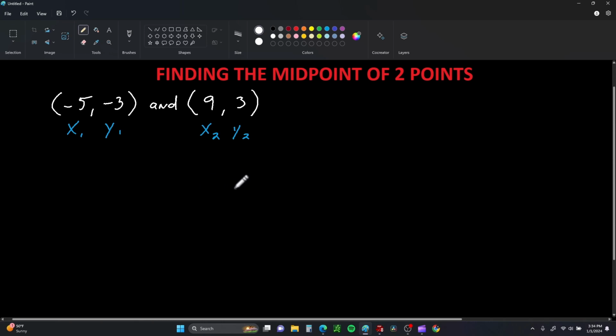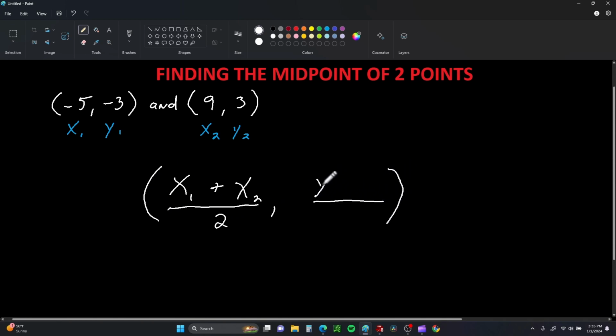So in order to find the midpoint of 2 points, I find the average of the two x's by adding those together and dividing by 2. I'm putting a comma because this is going to be a point. And then I add the y's together and divide by 2 to find the average of those two. So now I'm going to substitute. X1 is minus 5 plus x2 is 9, and that's going to be divided by 2.